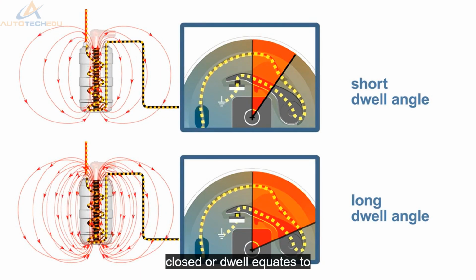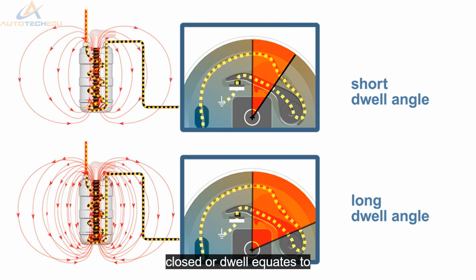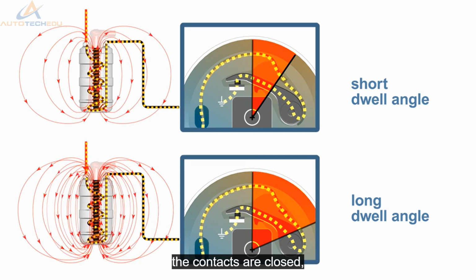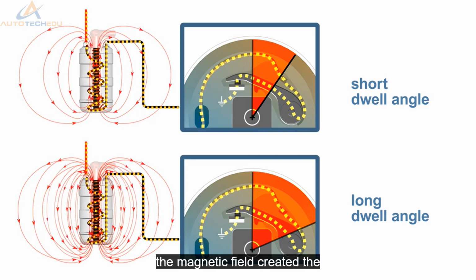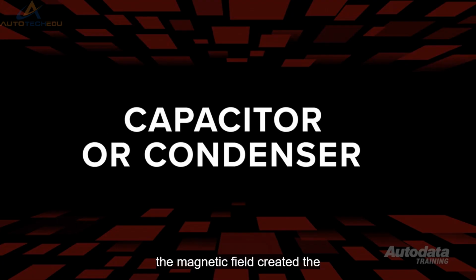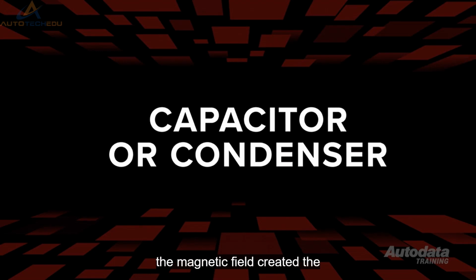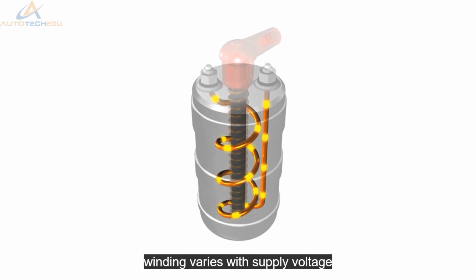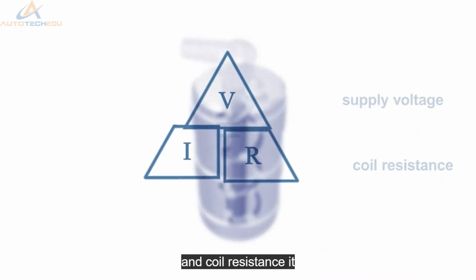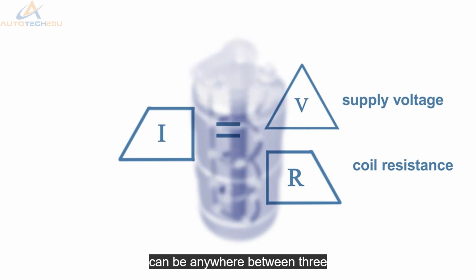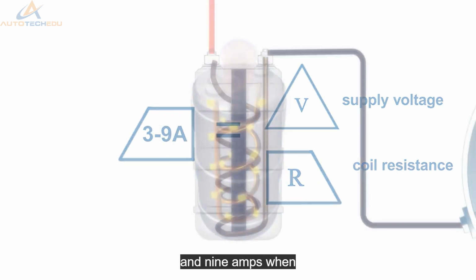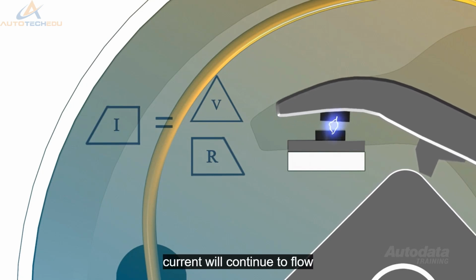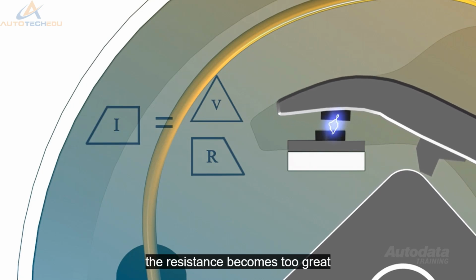The time the points are closed, or dwell, equates to the saturation time of the primary windings. The longer the contacts are closed, the stronger the magnetic field created. The current flow through most primary windings varies with supply voltage and coil resistance. It can be anywhere between 3 and 9 amps. When the contact set starts to open, a high current will continue to flow across the air gap until the resistance becomes too great.